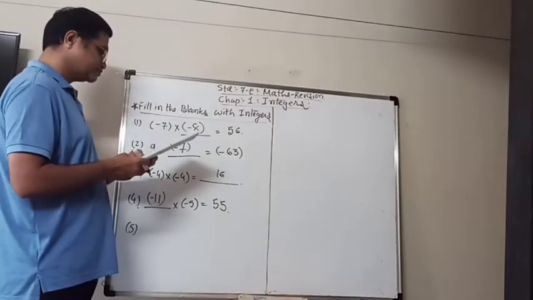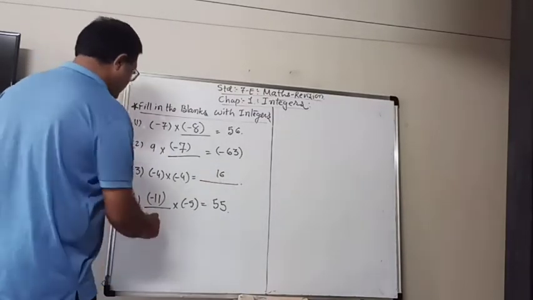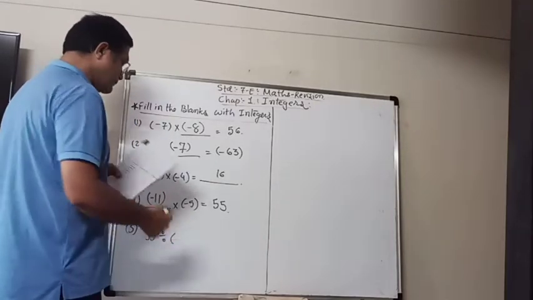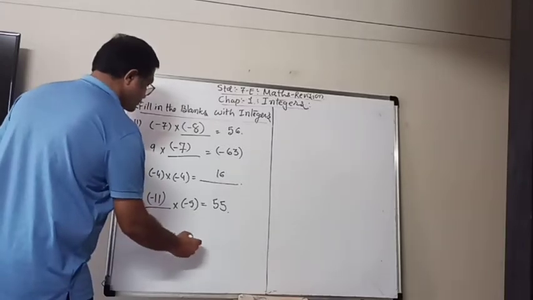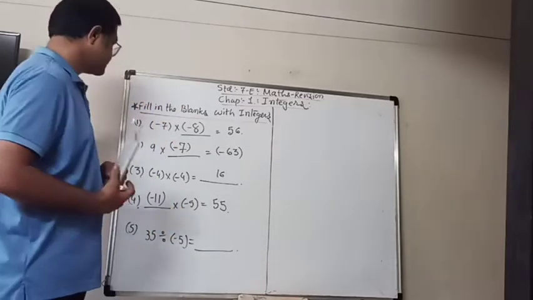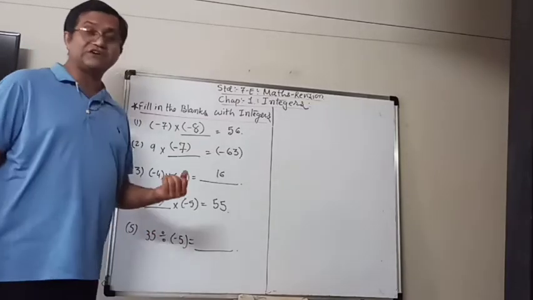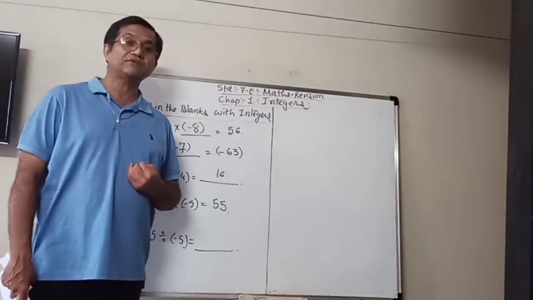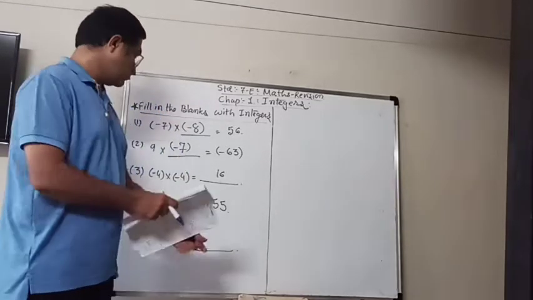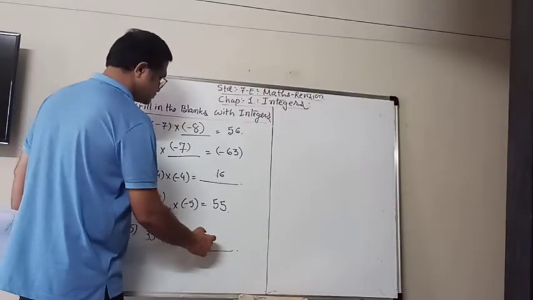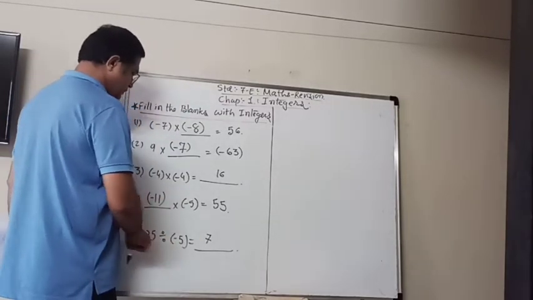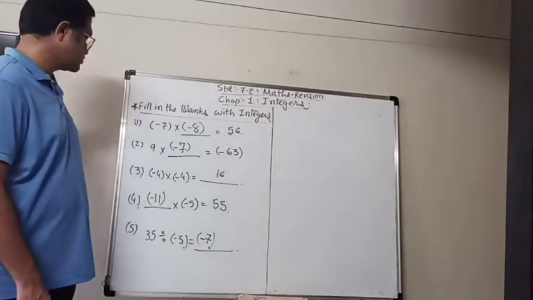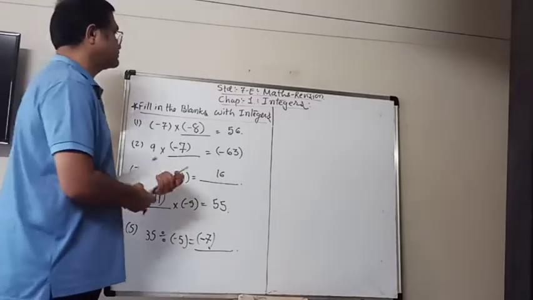Fifth one. 35 divided by minus 5 is equal to blank. Now if you divide 35 by 5, then what will be your answer? 5 7s are 35. So it must be 7. But one of them is negative, so the quotient also will be negative. So it will be minus 7.